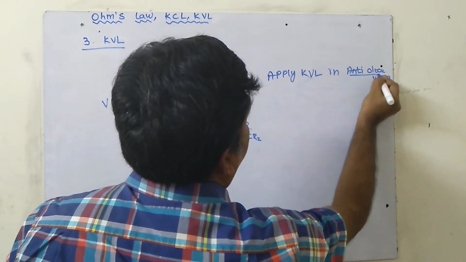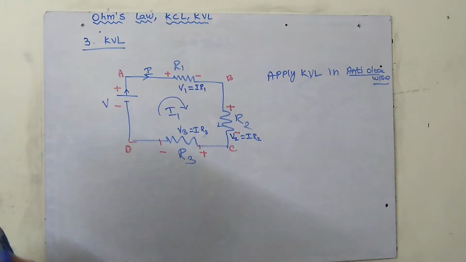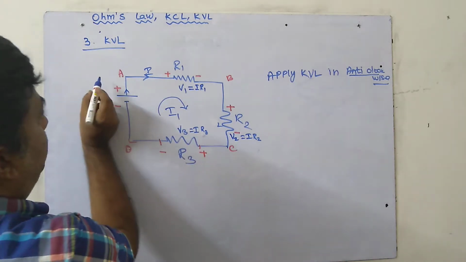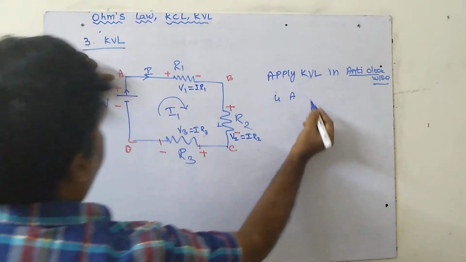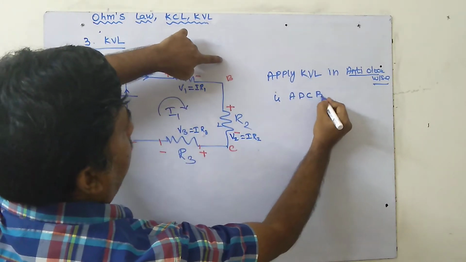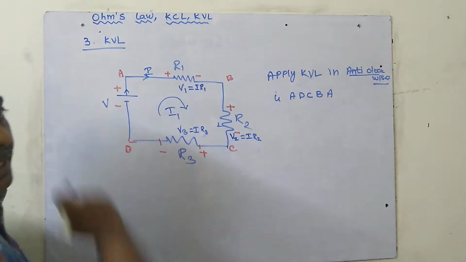Always we have to apply this. This will be easy. Why? We can also apply clockwise, but the easiest method is to apply anti-clockwise. Anti-clockwise means we have to apply A, D, that is A, then D, then C, then B, and finally A, where I started at the end, but I have to apply in the anti-clockwise direction.